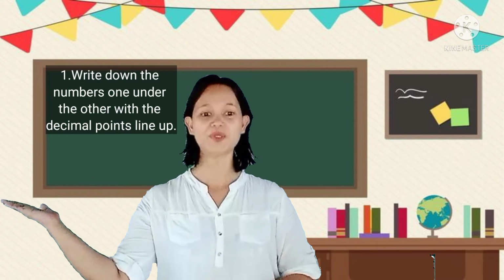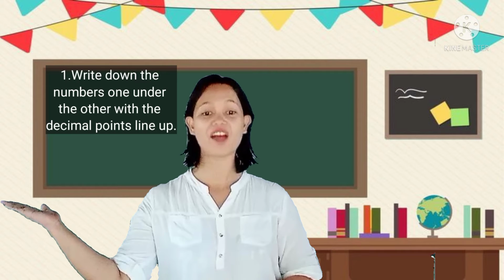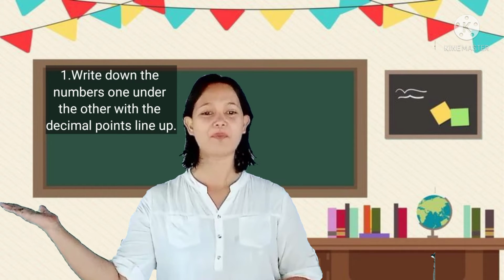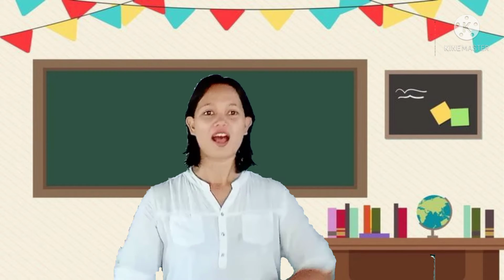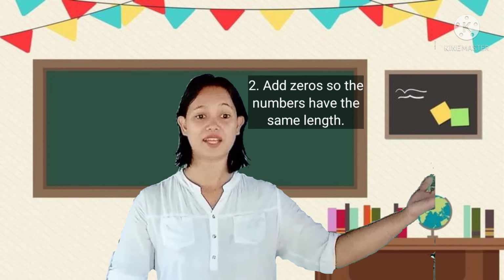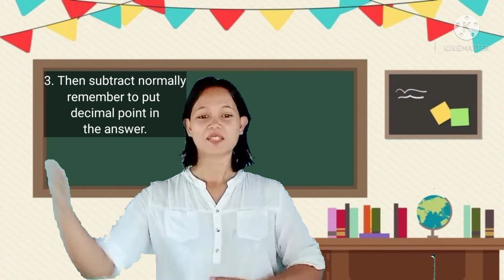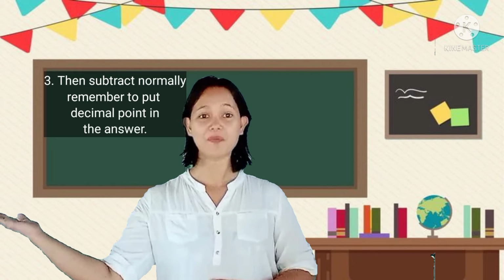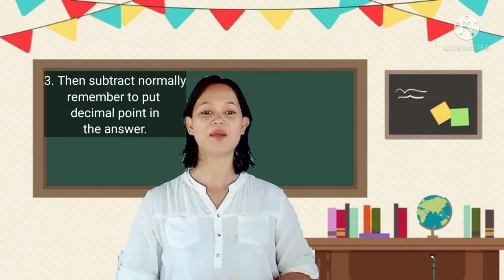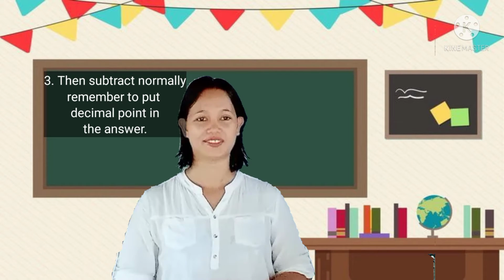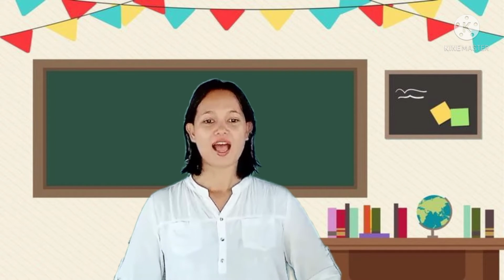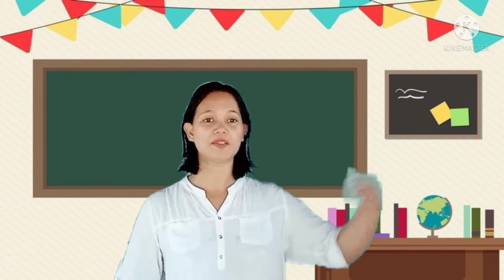And this is how we subtract numbers with decimal points. Write down the two numbers, one under the other, with the decimal points lined up. Add zeros so that the numbers have the same length. Then, subtract normally. Remember to put the decimal point in the answer. Children, attention please. Add or subtract the decimal numbers.